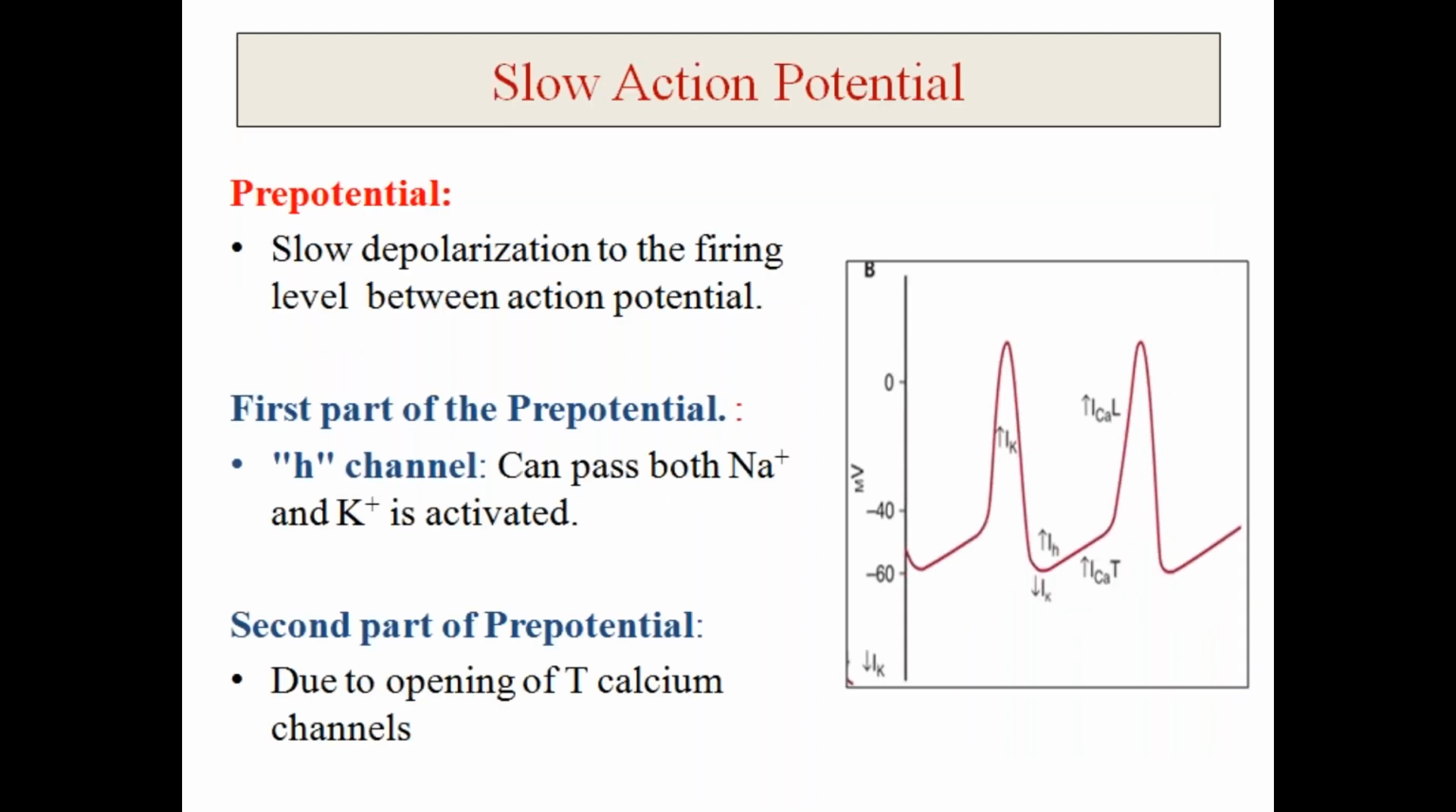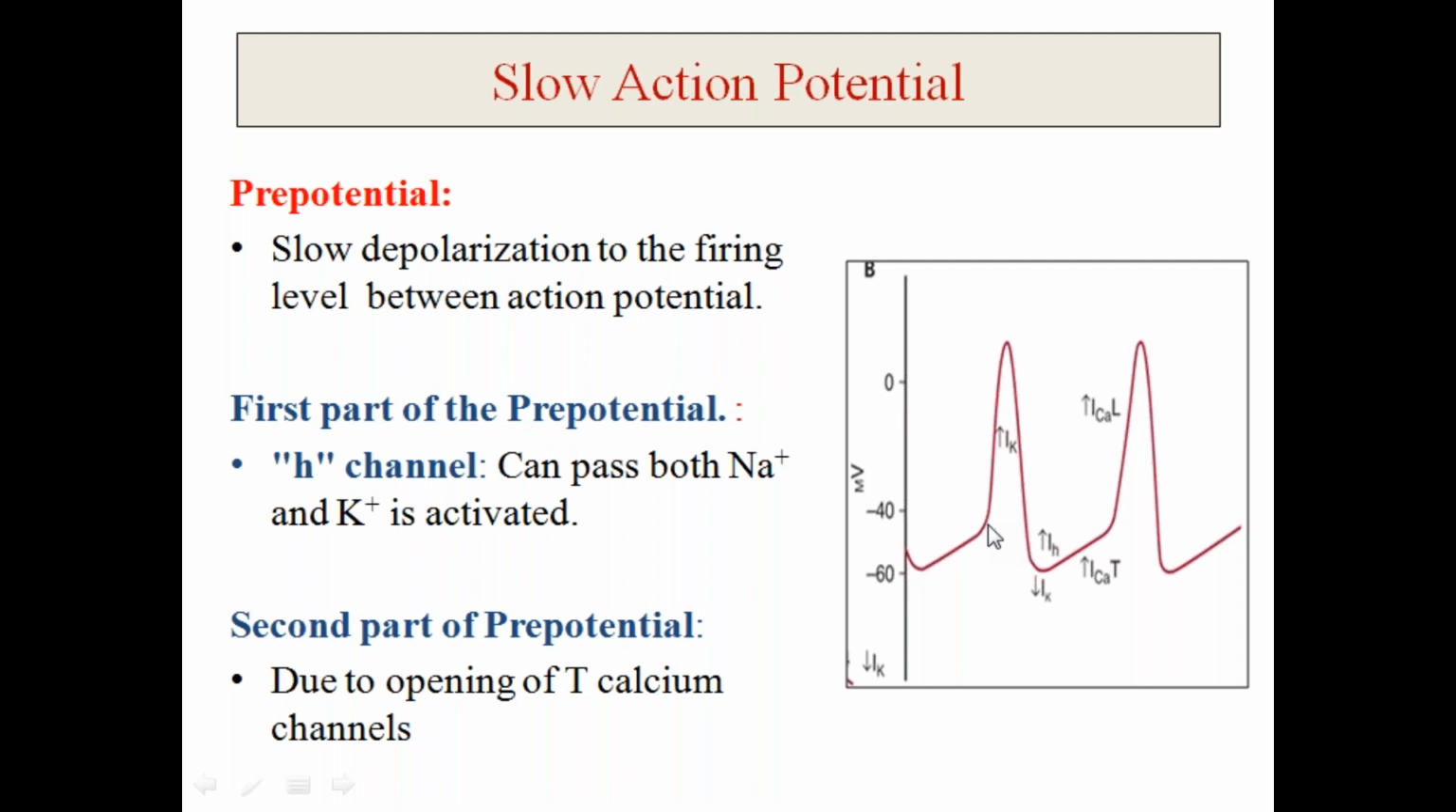Now, what is prepotential? Prepotential is basically the slow depolarization to the firing level between action potentials. This definition you can mug up, but it's more important to understand this statement: the slow depolarization to the firing level between two action potentials is called prepotential or pacemaker potential. So, to understand that, this is the action potential of a pacemaker tissue. Okay, now this is the pacemaker potential.